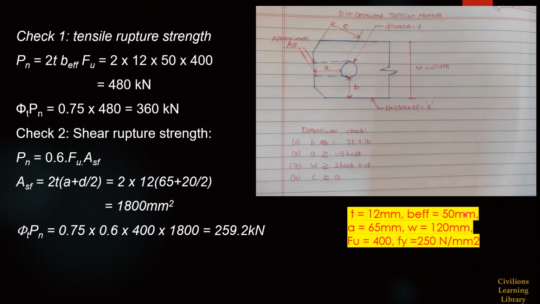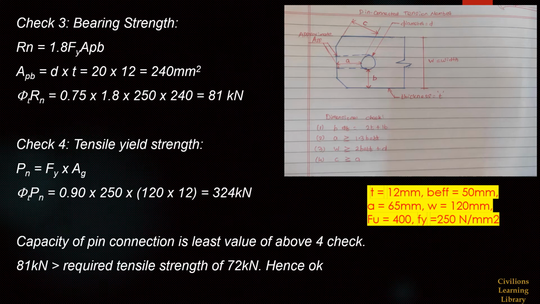Here I just kept the other values assumed earlier, t, B effective, A, W, Fu and Fy, for easy reference. Next, check 3 is bearing strength. The formula for bearing strength is 1.8 Fy into Apb. Apb is the bolt bearing area, that is nothing but the diameter of the hole into the thickness of the plate. So here we can get the Apb value. Then we have to multiply with the design factor of safety 0.75 into 1.8, Fy is 250 and Apb is 240. So we get the value as 81 kilonewton for this particular connection.